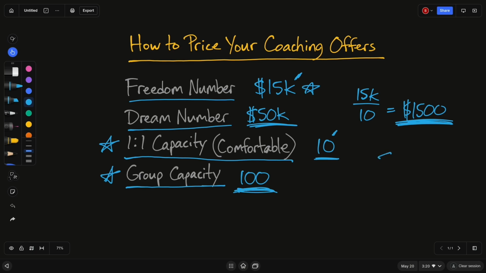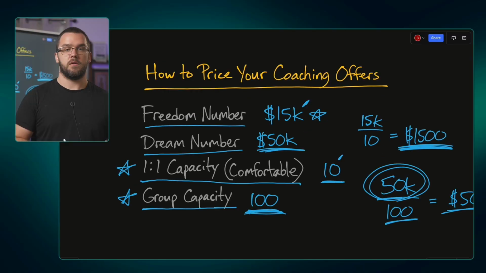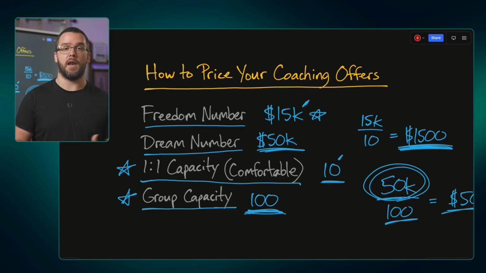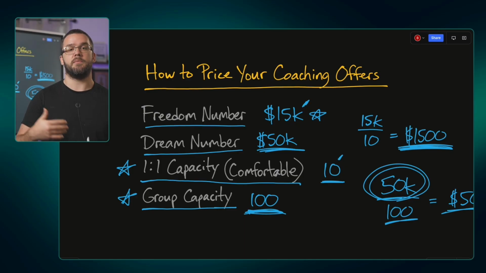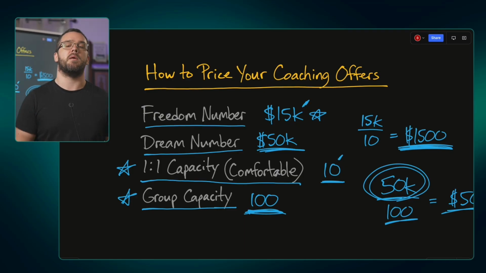So then we just do the same math. We do 50K divided by 100. That means you need to be charging a minimum of, what is that, $500 a month. So that means if you have a 3-month program, you need to charge a minimum of $1,500 if it's a group program and it doesn't take a lot of your one-to-one energy. If it's a 6-month program, it needs to be minimum $3,000. If it's a 12-month program, it needs to be minimum $6,000.